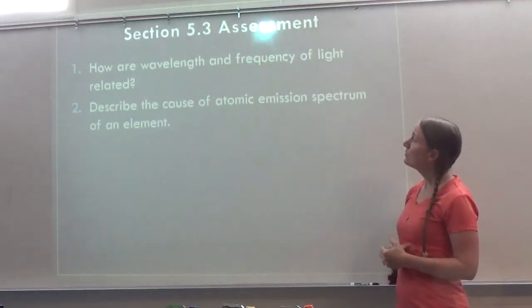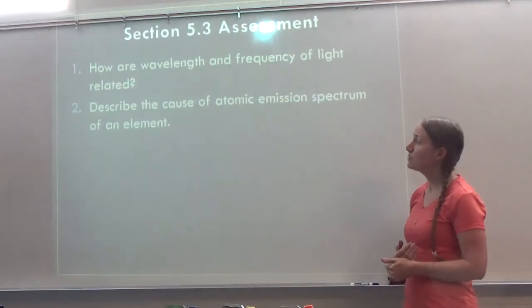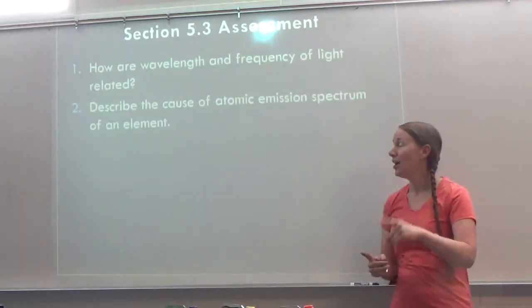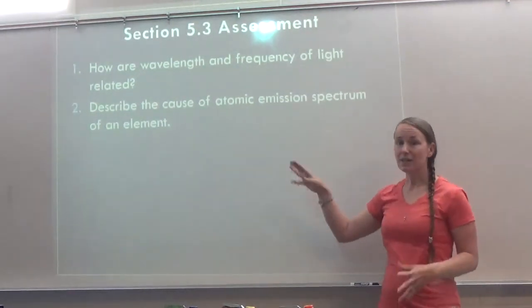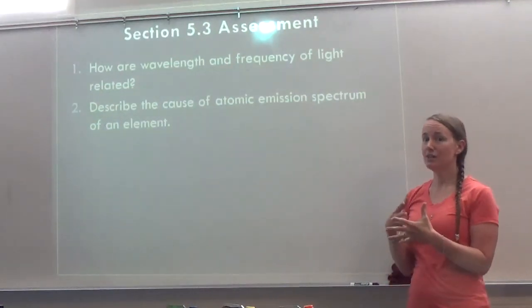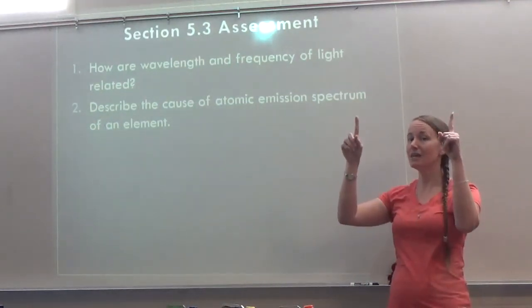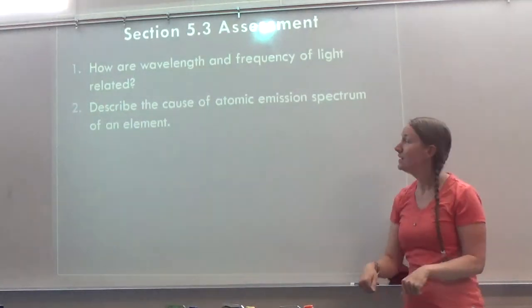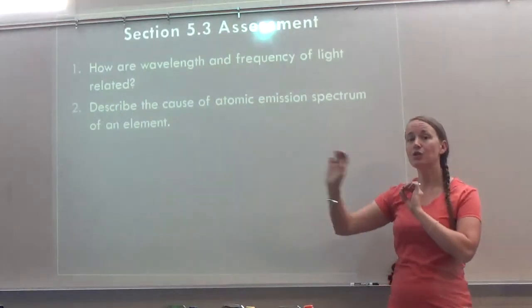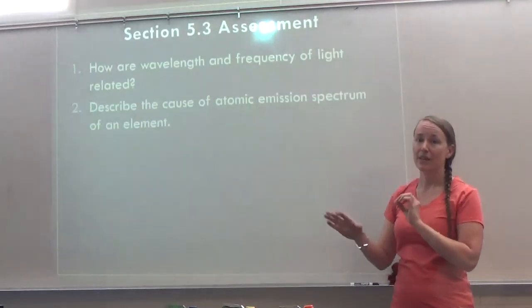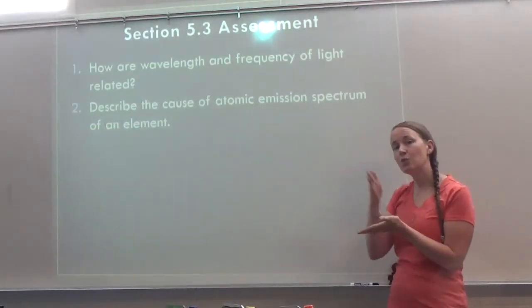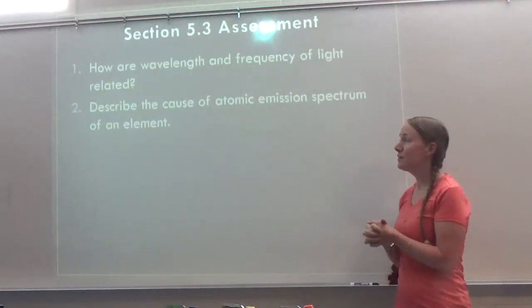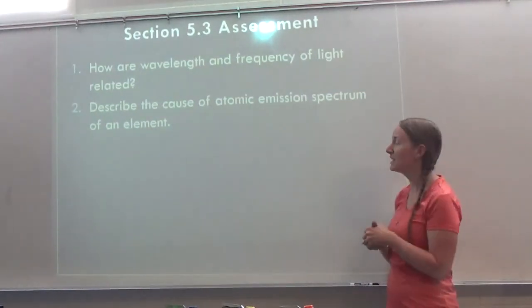Number 2, describe the cause of the atomic emission spectrum of an element. An element's electrons gain energy and jump up to an excited state. When they lose the energy, they lose it in specific wavelengths of light. And so every element has its own specific wavelengths of light. You may have to rewind that a couple of times to get all of that.